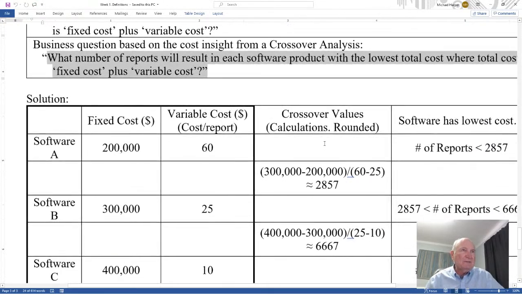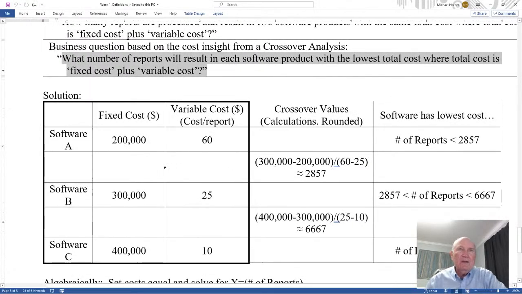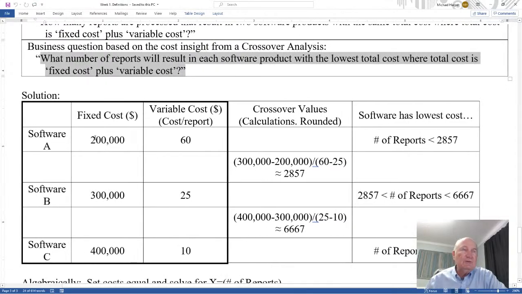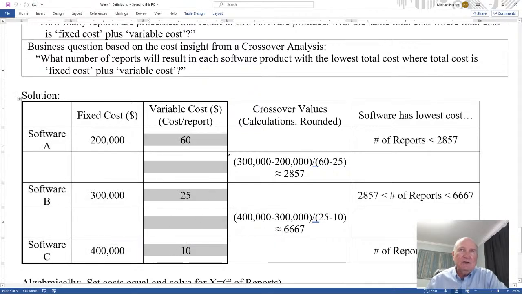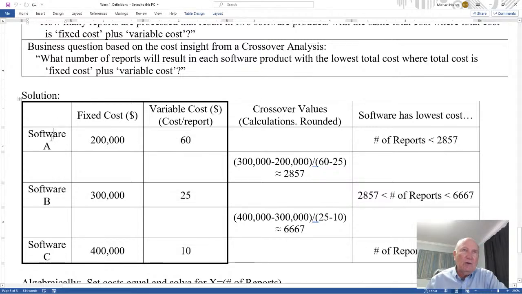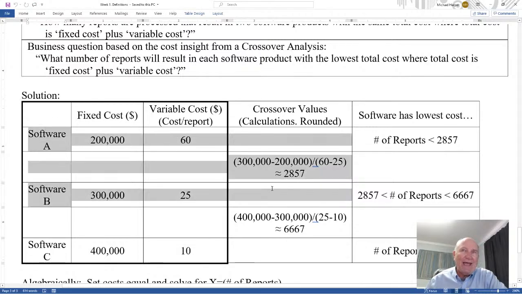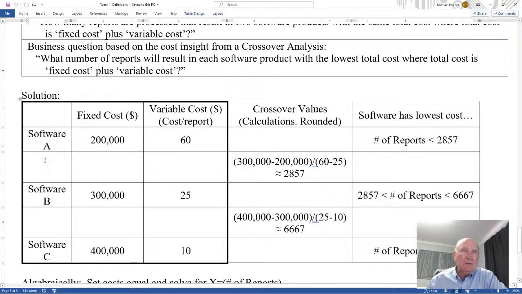Okay, let's bring this back down so we can see the whole thing. There we go. Okay, so here's the table, the solution table. Software A, software B, software C, here's the fixed cost, and there's a variable cost. So the question is, what's the crossover value? Well, between A and B, what is the actual volume such that these two costs are the same? Well, we're going to set these costs together, solve for the volume, and so here's the actual equation.